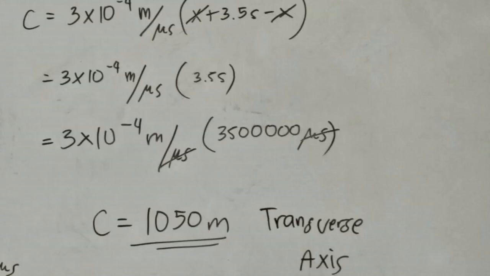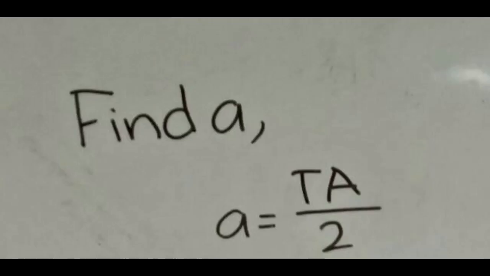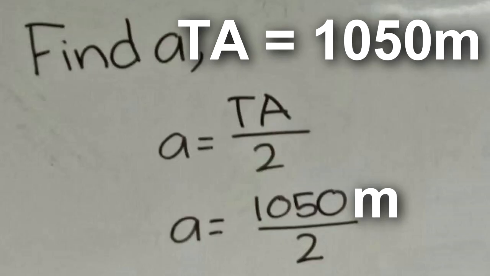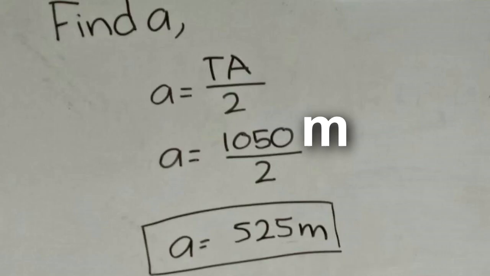After getting the answer, we will now substitute it again, leaving you 3 times 10 raised to negative 4 meters per microsecond multiplied by 3.5 million microseconds, and it will yield an answer of 1050 meters, which is equal to your constant, or in other words, your transverse axis. To find A, A is equal to the transverse axis over 2. Our transverse axis is 1050 meters. That's why 1050 meters over 2. Our A is equal to 525 meters.